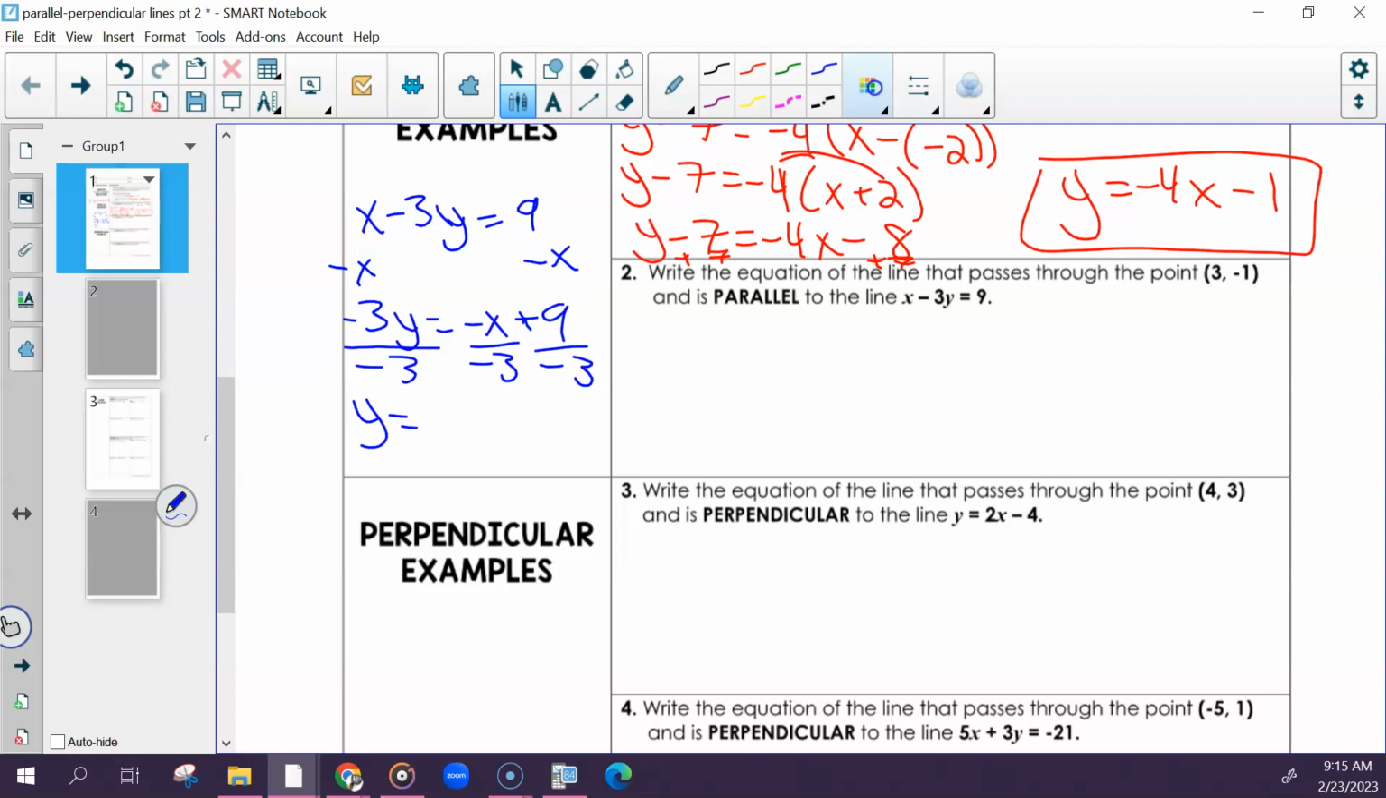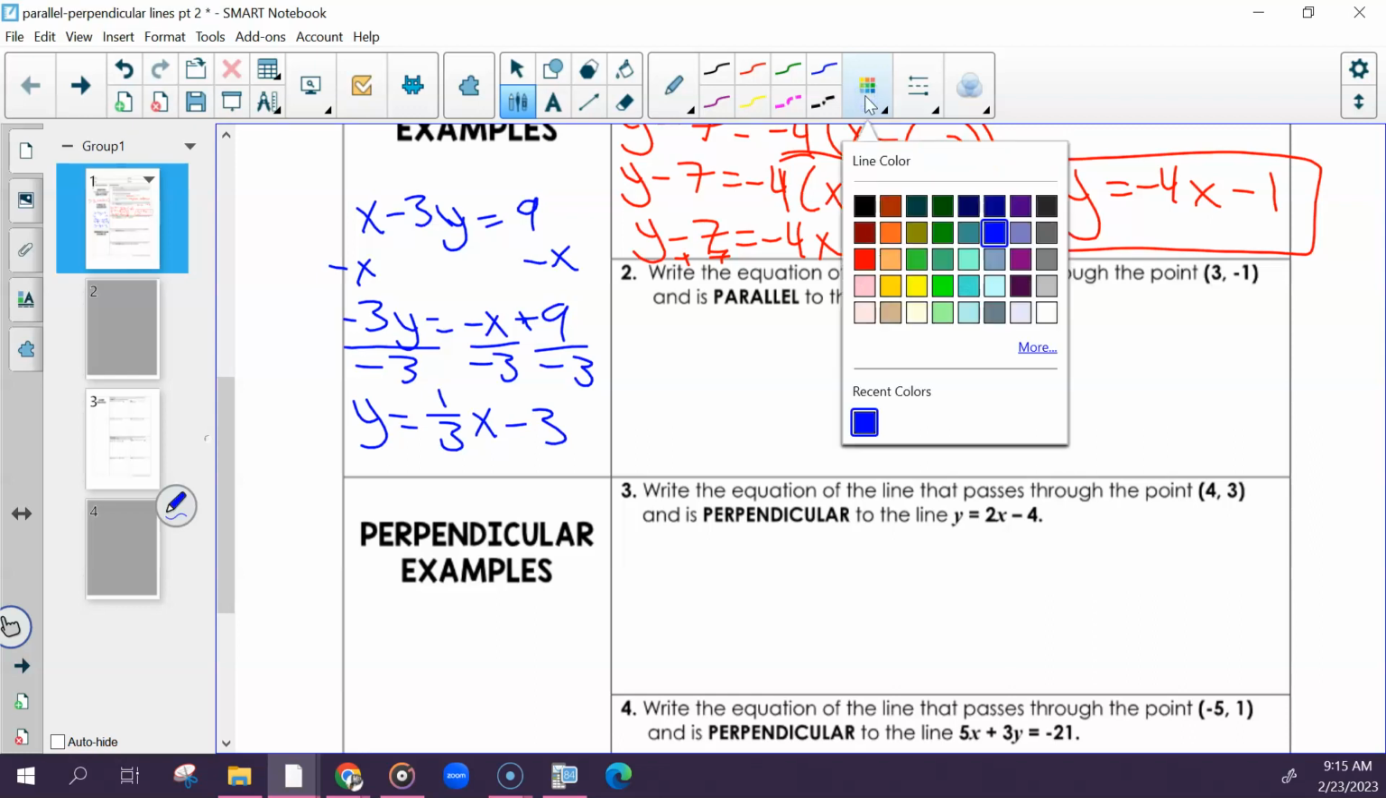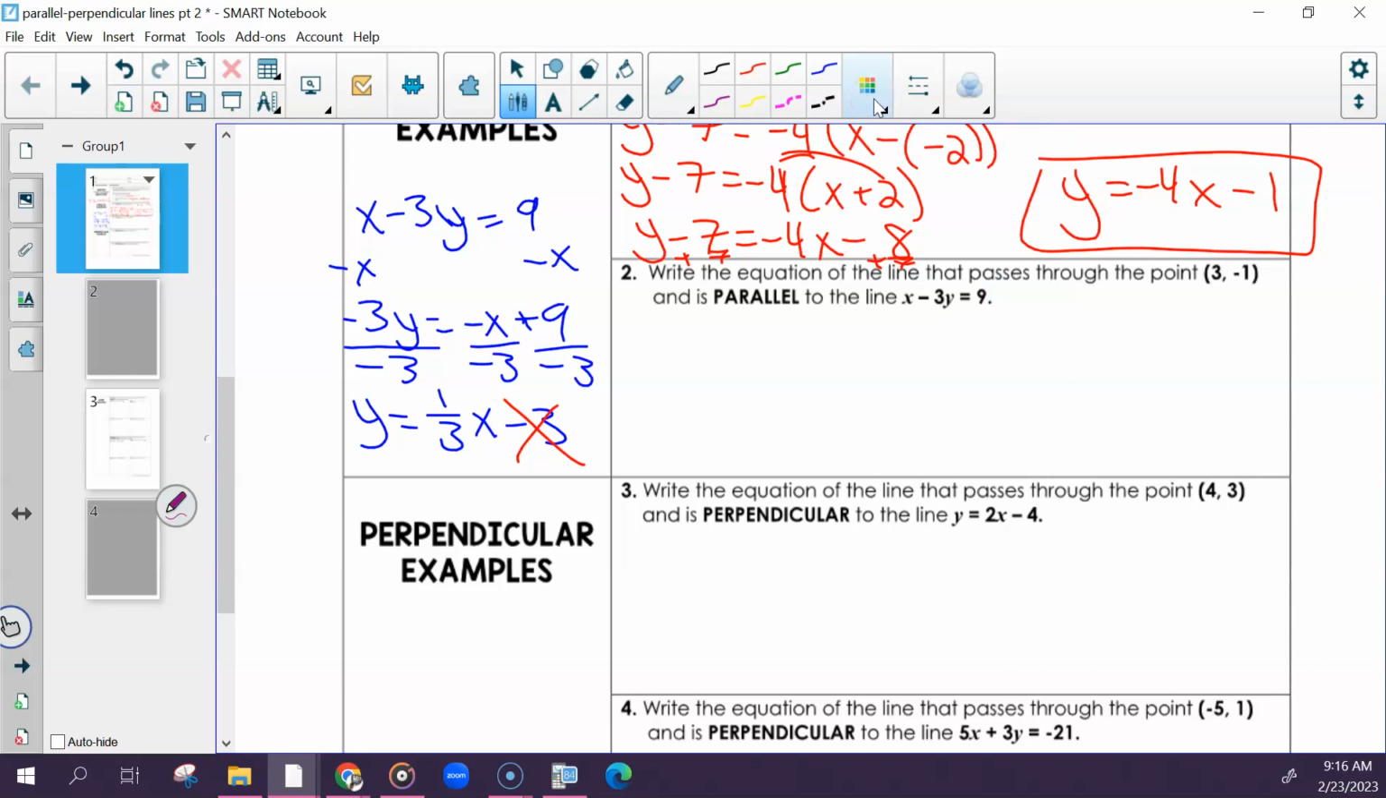Y equals negative x. So that is not the answer to our problem. It's just this same equation rewritten in slope-intercept form. So now if you want, you can ignore the y-intercept, cross it out because you don't need it. If we are writing a new equation that is parallel to this one, what will our new equation's slope be? Feels like a trick question, but it's just the same for now.